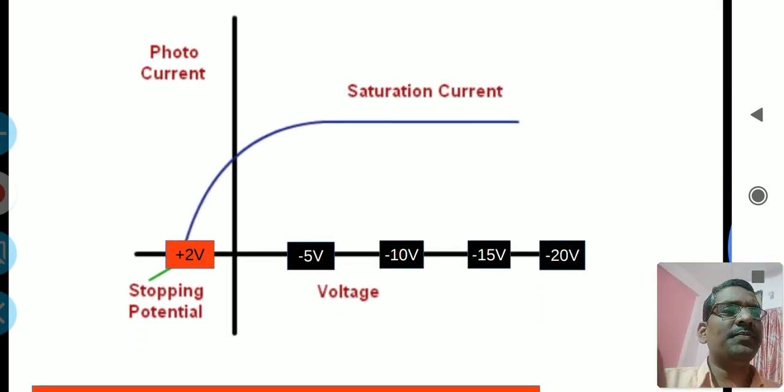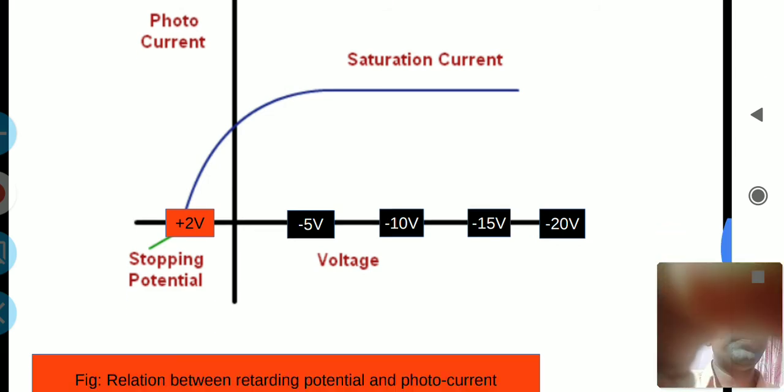See the graph. At first he applied the positive potential, so there is no current, but at plus 2 volt there is a small photocurrent. Again he decreased the voltage towards the right-hand side: minus 5 volt, minus 10 volt, minus 15 volt and minus 20 volt. You find the maximum current at minus 20 volt.